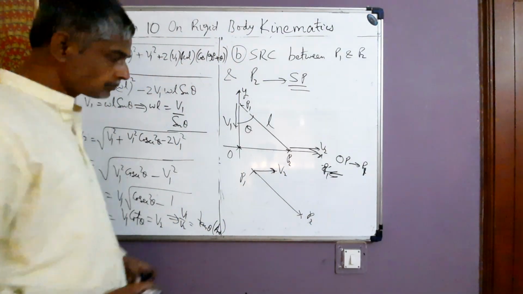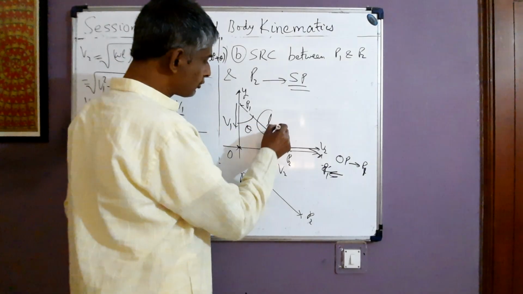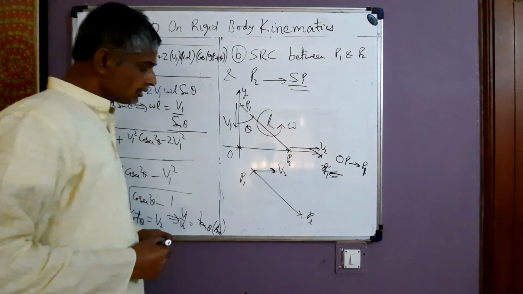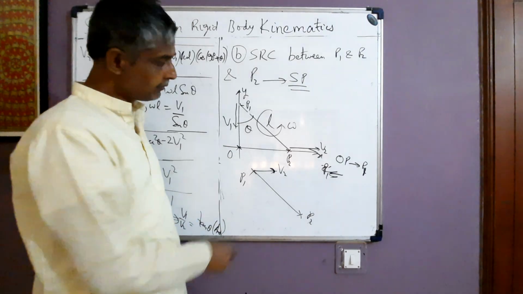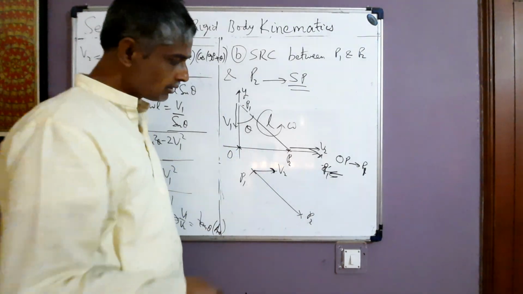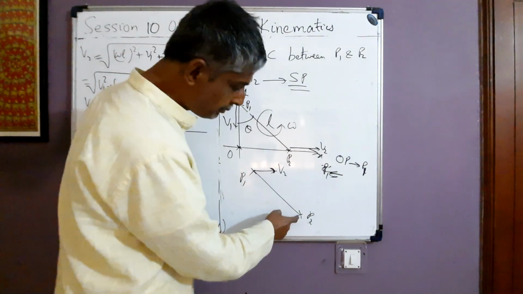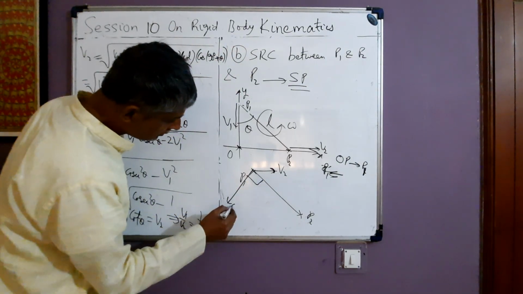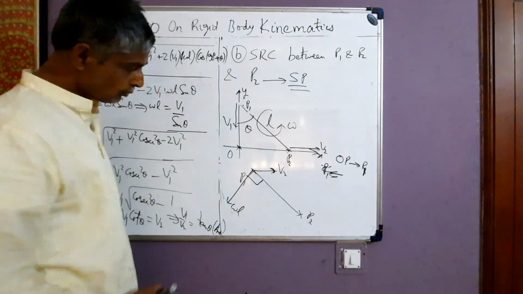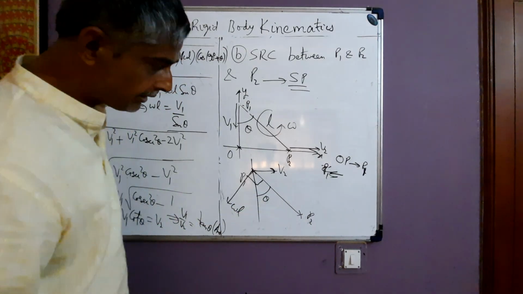Okay, fine. Now I write down the sense of omega of the rod: omega is anti-clockwise. So OP, P1 moves in an anti-clockwise circle with P2 as center and radius L. If P1 moves in an anti-clockwise circle with P2 as center, omega L should be in this direction, at right angle to this. Then only it will be at right angle, omega L. And this angle you know is theta. Alright, fine.